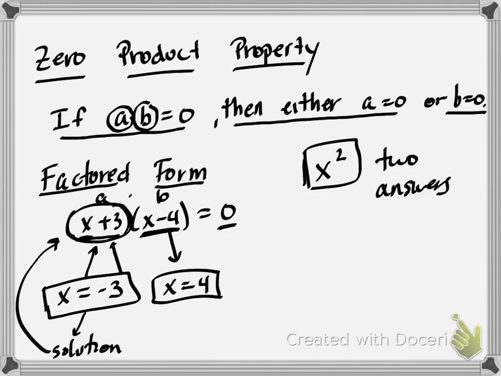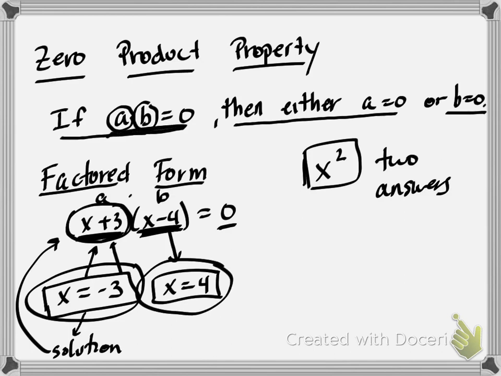And I don't care what happens over here on the left side, because I know anything times 0 is 0. So this left side doesn't even matter to me. If that's 0, the whole thing is 0. And so the zero product property allows us to figure out this answer and this answer because we are in this format, A times B equals 0. Okay? Let's take a look at some more problems here on the next page.